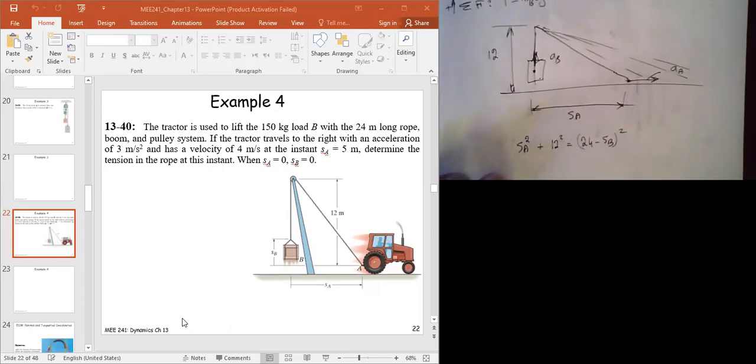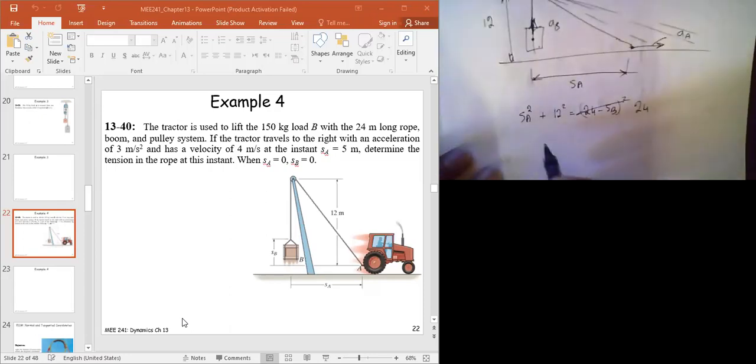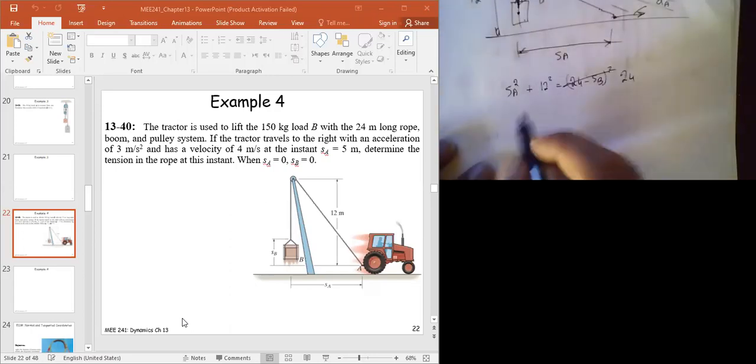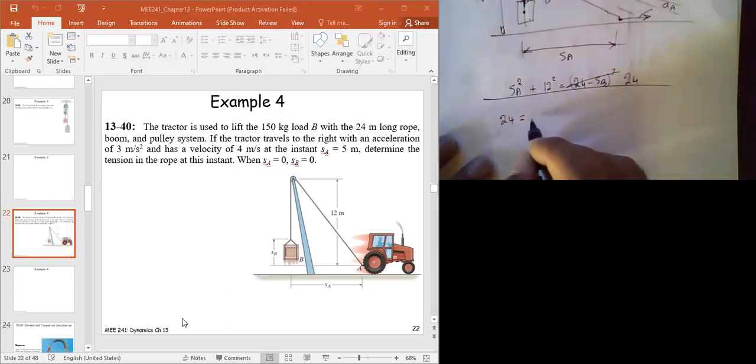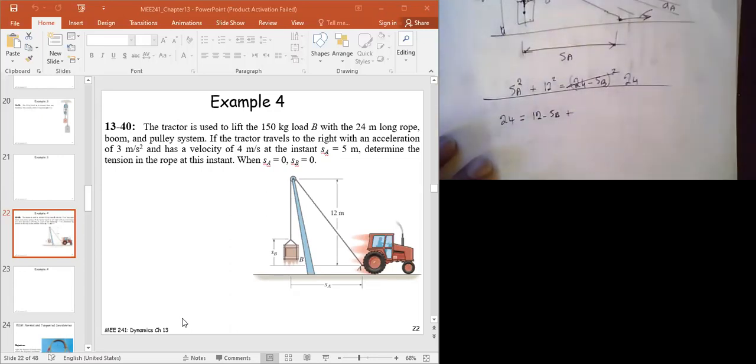No, Doctor, I meant 24, which is the length of the cable, is equal to 12 minus SB plus square root of SA squared plus 12 squared. Okay, so 24 is equal to 12 minus SB plus square root of SA squared plus 12 squared.